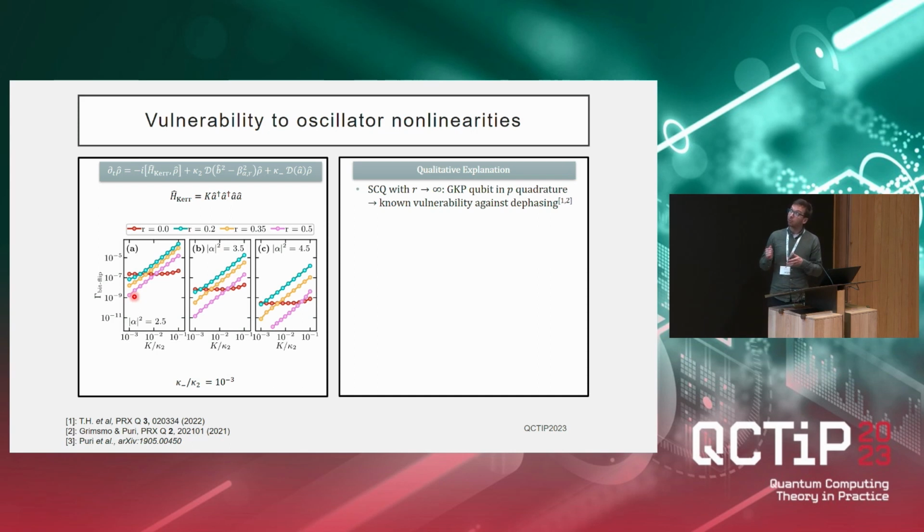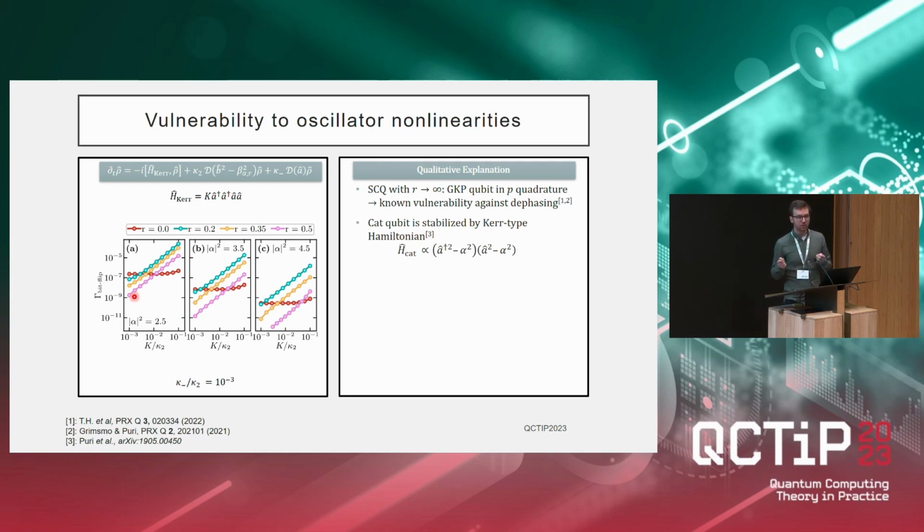On the one hand, we know that if we send the squeezing of the cat qubit to infinity, it becomes like the GKP qubit in the P quadrature. And the GKP qubit is very much affected by oscillator nonlinearities and dephasing, as has been shown in previous studies and also been discovered by Yale, for example. On the other hand, the cat qubit is stabilized by some Kerr-type Hamiltonian.